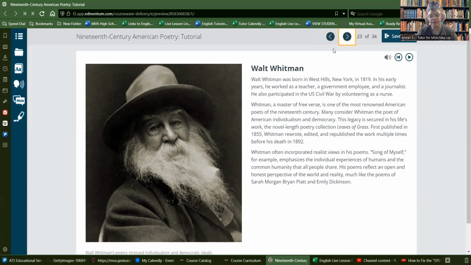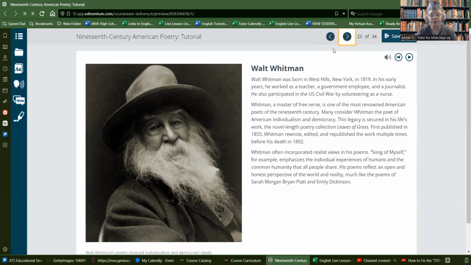He worked as a teacher, government employee, and a journalist. And he also participated in the US Civil War by volunteering as a nurse. So what this tells you is that he and Emily Dickinson have a lot alike. They're both American. They were both affected by the US Civil War, especially in Walt Whitman's case through participating in it.